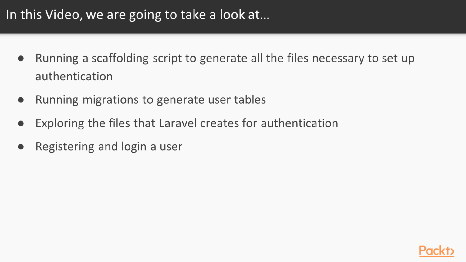Next, we'll run the migrations we messed with in the beginning of this series, and we'll run those migrations now to go ahead and generate the user tables and the password reset tables so that we can start using authentication right away. After that, we'll start exploring files that Laravel creates for authentication. I'll show you what they are, what they do, and why they're important.